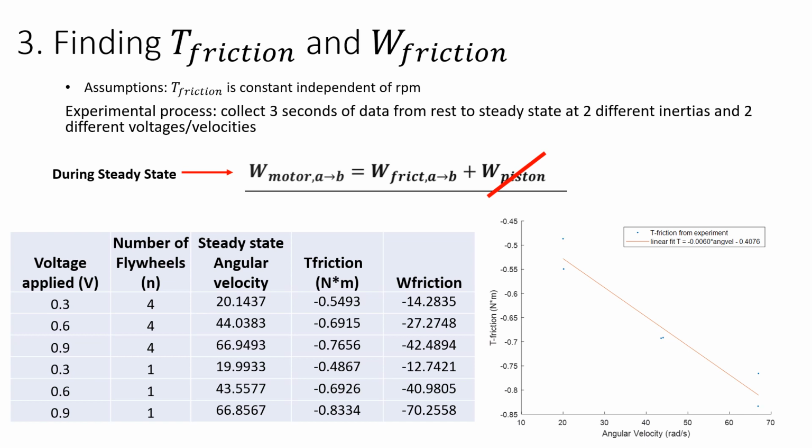However, as shown on the graph on the bottom right, there seems to be a positive correlation between angular velocity and T friction. As angular velocity increases, T friction also becomes larger. So this may be a weak assumption that we may need to change in the future.